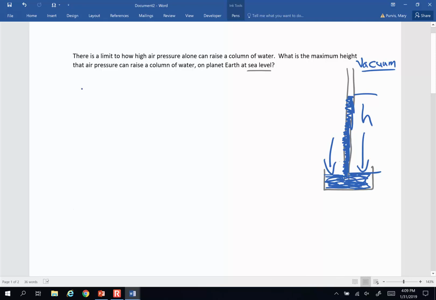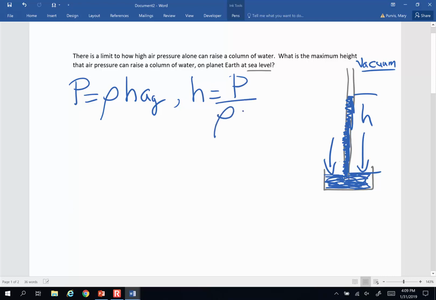Now, how are we going to calculate that? We're going to use the equation for determining pressure at depth in a fluid. Pressure is density times height times acceleration of gravity. And what we're interested in is height. So height is going to be pressure divided by the density of the fluid and the acceleration of gravity.